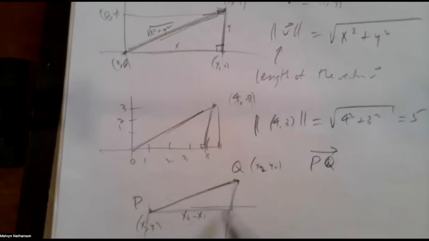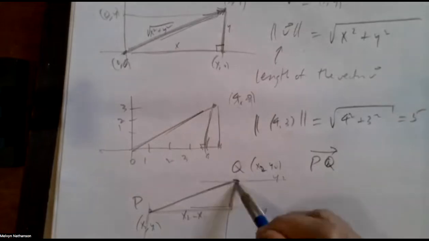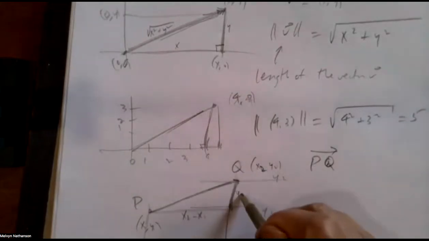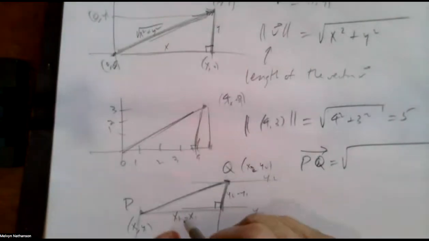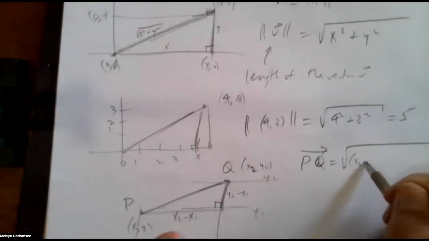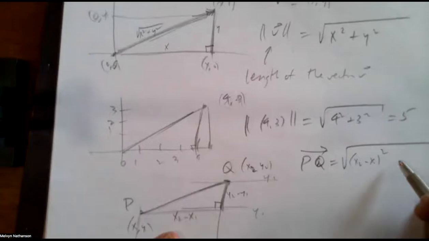This height is y1, this height is y2. So the length of this leg of the right triangle is y2 minus y1. So again, we have a right triangle whose legs have lengths x2 minus x1 and y2 minus y1 respectively. By the Pythagorean theorem, the length of the vector is the square root of the sum of the squares of these differences, (x2 minus x1) squared plus (y2 minus y1) squared.